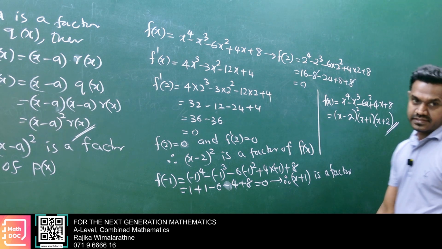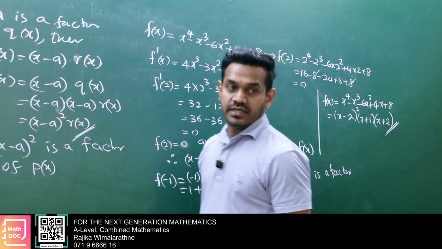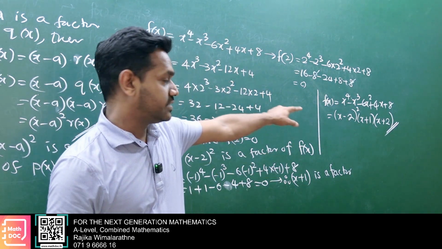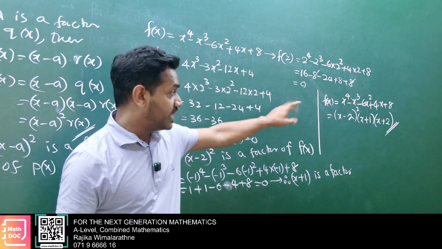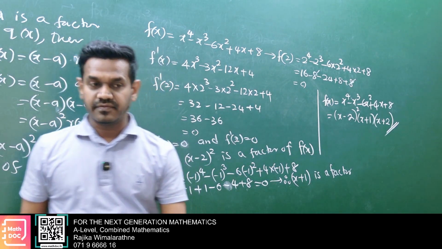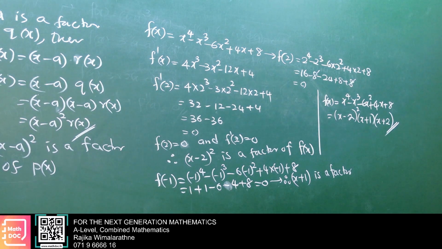Now here are the factors. So we have 3 different linear factors, and one is repeated. Complete.